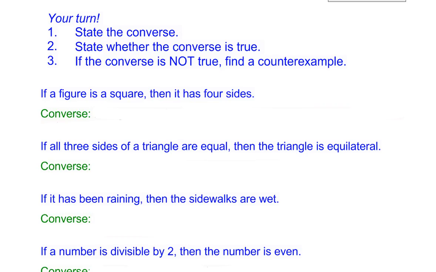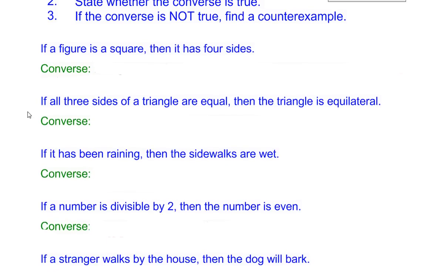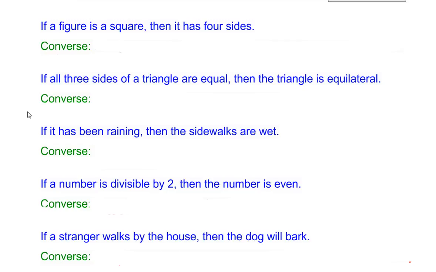Here's what I'd like you to do. Put your player on pause. You're going to state the converse of each conditional statement. So write the conditional statement down, write its converse, and determine whether or not the converse is true. If the converse is not true, come up with a counterexample. Put your player on pause, do each one of these. I will scroll down. And when you're done, hit resume. All this belongs in your notes, and I will look at your notes the next time I see you.